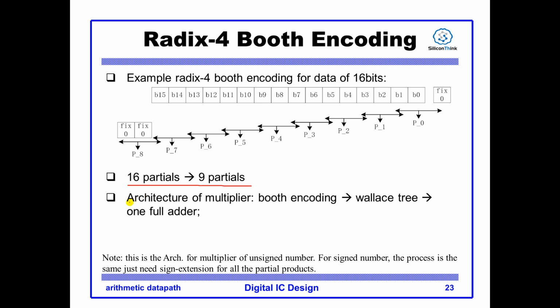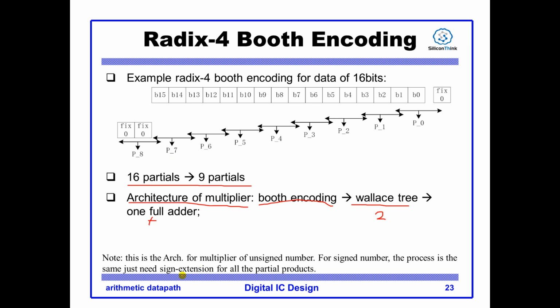So finally, we get the architecture of the multiplier. You have to do Booth encoding first to generate all the partials, then use the Wallace tree to convert many partials to 2 digital numbers, then add the 2 digital numbers up to get the final result. This is the architecture of the multiplier.